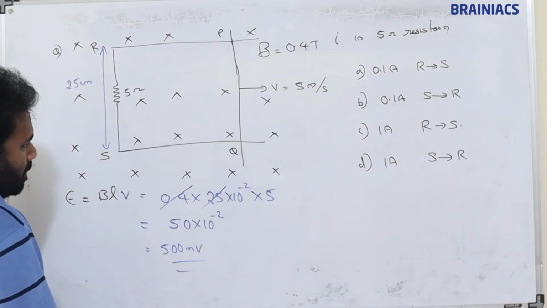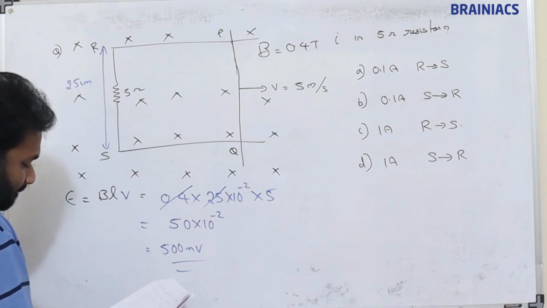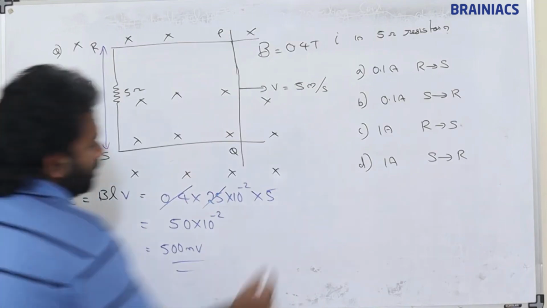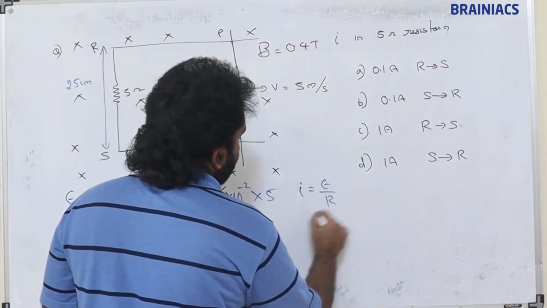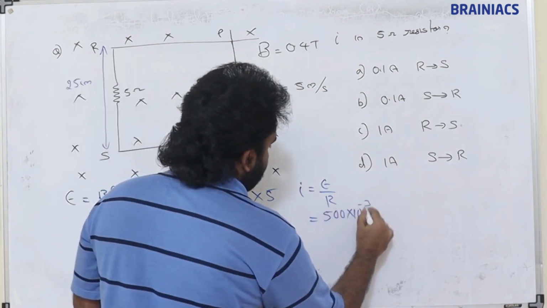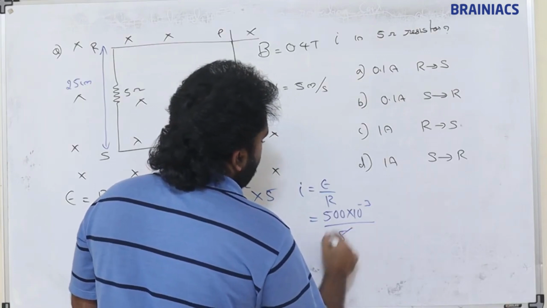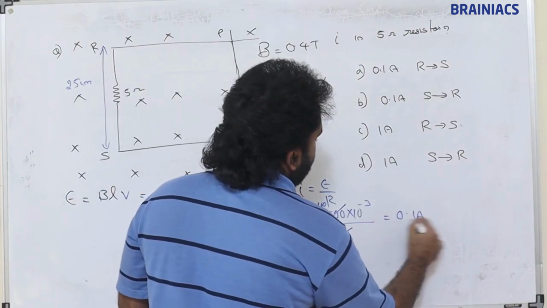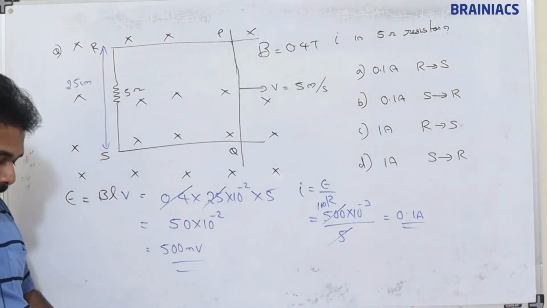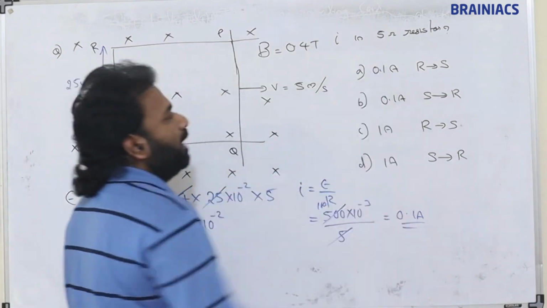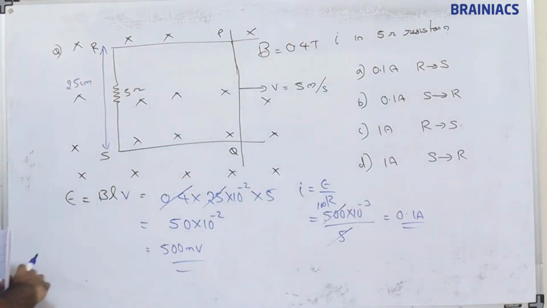Now we need to find the current. What is the value of current? I is equal to E by R. E is 500 into 10 raised to minus 3 divided by 5. So we will be getting 0.1 ampere. So two options are there with 0.1 ampere, and we need to see the direction.